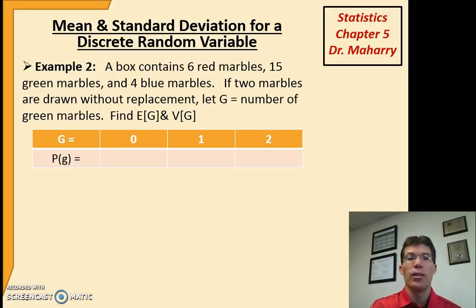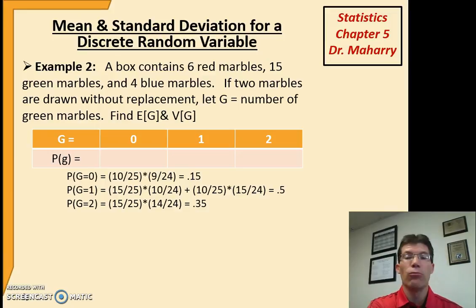So the first thing we note is there's 3 possibilities for G. I draw 2 marbles. I could have neither one of them green, I could have one of the 2 green, or both of them green. So I need the associated probabilities. If I think about the probability rules for a sequence of events, I can figure out these 3 probabilities. If I want no green marbles, that means both of them have to be red or blue. So the probability the first one is red or blue would be 10 out of the total of 25, times the probability the next one is red or blue, which would be 9 out of 24 because I've already pulled out one of those.